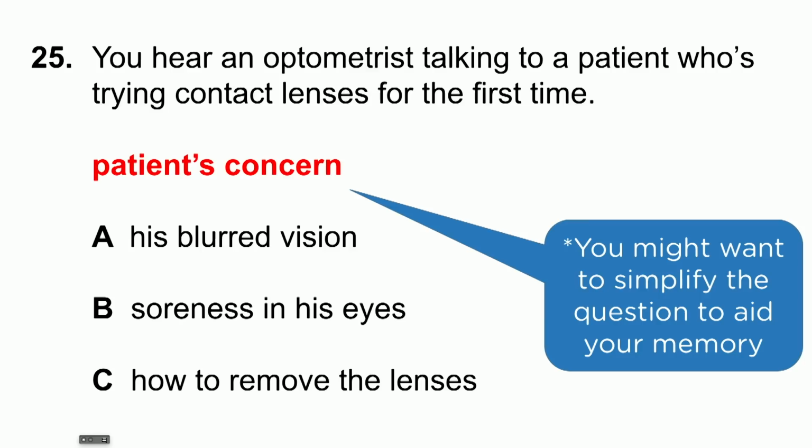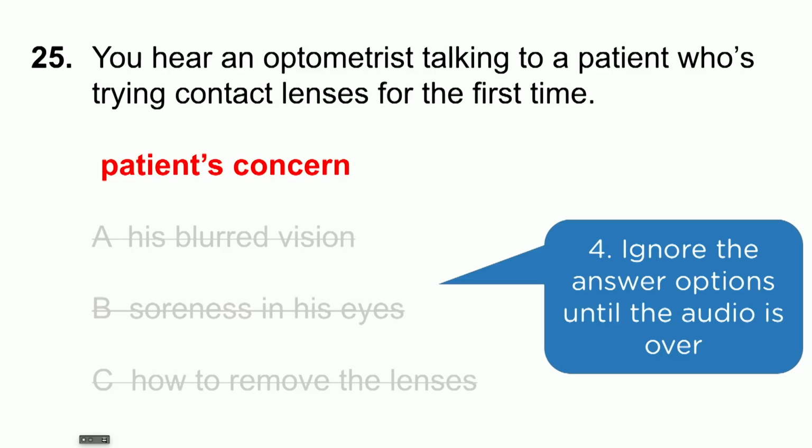Okay, that keyword, concern. Then this is also critical because this is what I mean by you can't read and listen at the same time. You should ignore the answer options until the audio is over. You need to trust yourself. You can even put your hand over it and you just concentrate purely on listening. Because if you're reading those answer options and listening at the same time, well, as you're reading, you're not listening. And you saw how quick that went with that blurry vision. It was like 3 or 4 seconds, boom, gone. You might have missed it.